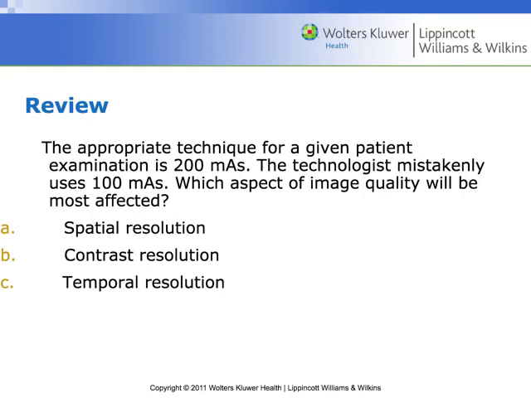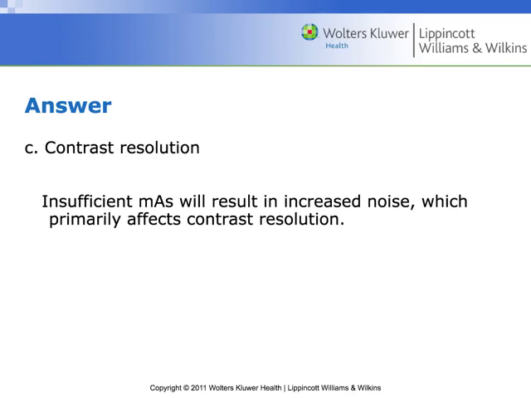So, here's a review question. The appropriate technique for a given patient was 200 mass. The technologist mistakenly used 100 mass. Which aspect of image quality would most likely be affected? Would it be spatial resolution, contrast resolution, or temporal resolution? Good. Contrast resolution. Insufficient mass will result in an increase in noise, which primarily affects contrast resolution. That's it for today.